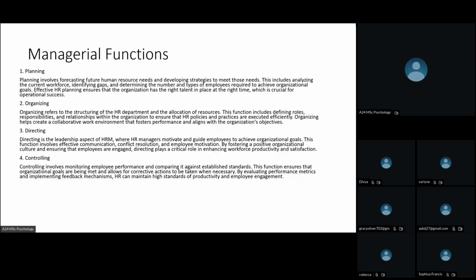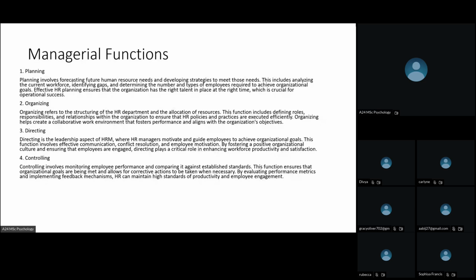If they enforce this as a policy, then again there need not be many disputes arriving from the employees' end. If they arrive, the company has to negotiate, and that is when it can be executed effectively. That is another part of organizing. And why does organizing help? Because it creates a collaborative work environment, which fosters performance and aligns with the organization's objectives. At the end of the day, it aligns with the organization's objectives.